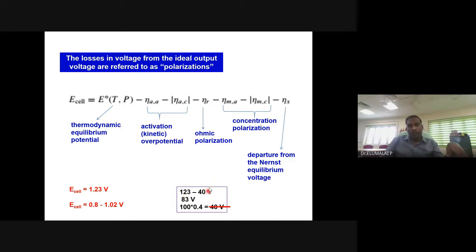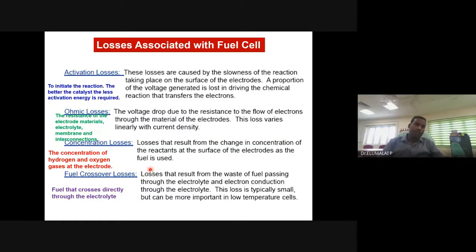So depending on the losses, you can estimate. For a given fuel cell, how much total voltage will you be able to get? What is the loss? I think we have some numerical problems in this regard. But the important point is there are inherent losses associated with fuel cells. Engineers, scientists, and technologists are not keeping quiet. They try to improve these losses.